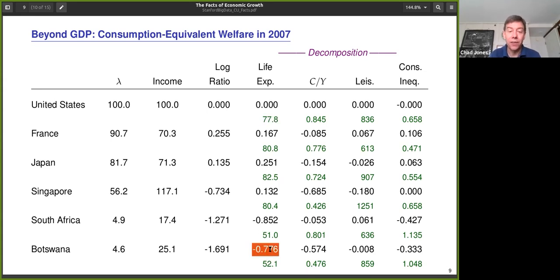So this knocks off 77 log points, right? They work slightly harder, and there's even more inequality in Botswana. And the inequality reduces consumption equivalent welfare by 33%. So instead of looking like 25% of the US, instead of being pretty impressive, on a consumption equivalent welfare basis, Botswana looks even poorer, like 5% of the US. And we find this in general. So Western Europe looks closer to the US because you add in their longer lives and their higher leisure. The poorest countries of the world look even poorer when you do things this way.